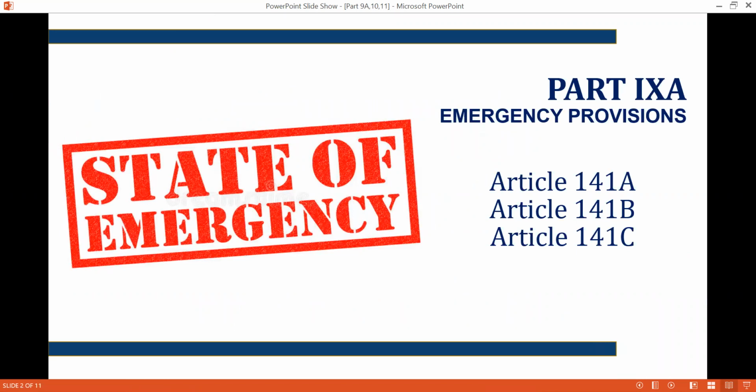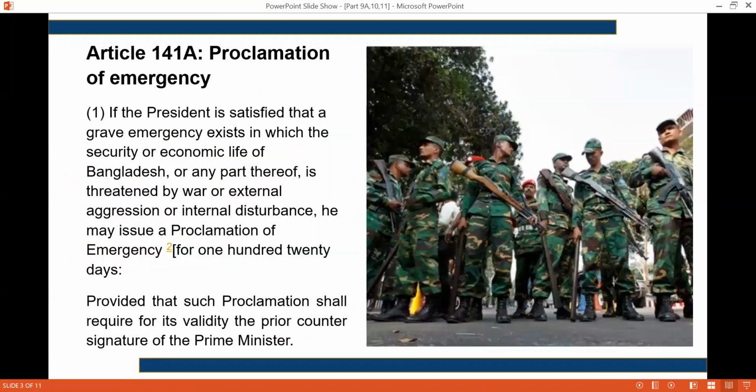Part 9A of the Constitution provides for emergency provisions from Article 141A to Article 141C. Article 141A outlines the grounds, duration, and validity of a proclamation of emergency. A proclamation of emergency may be issued by the President upon satisfaction that there exists a grave emergency threatening the security or economic life of Bangladesh or any part thereof by war or external aggression or internal disturbance.